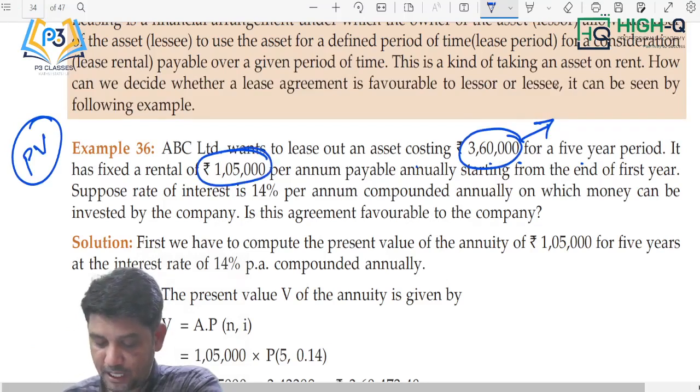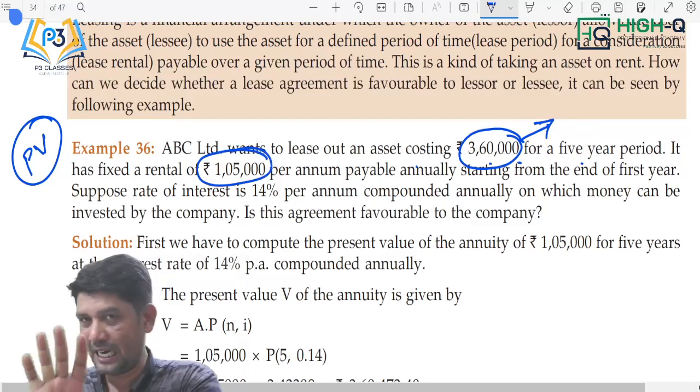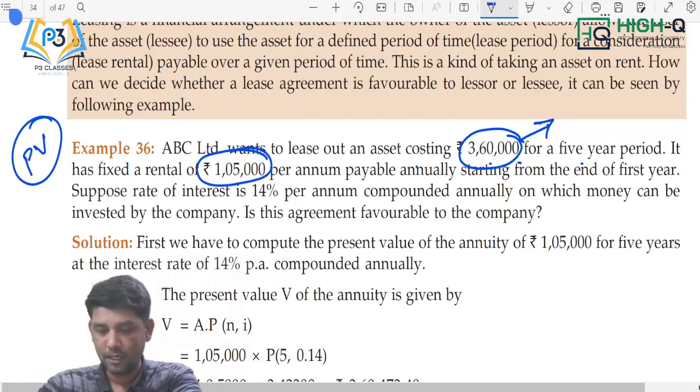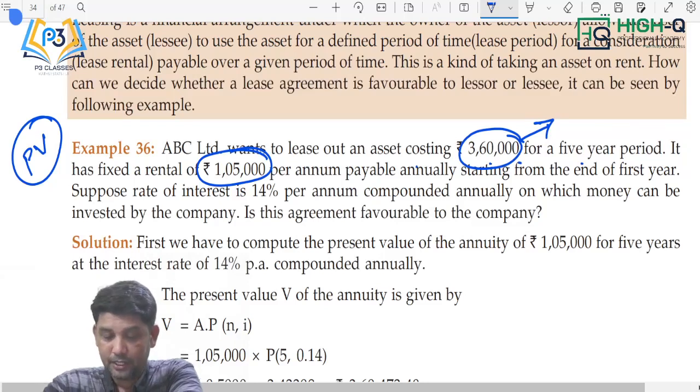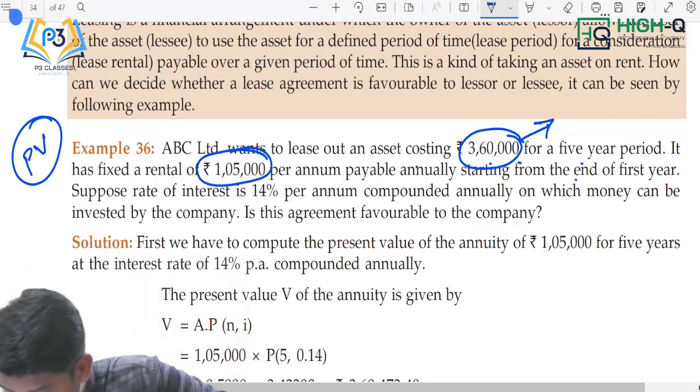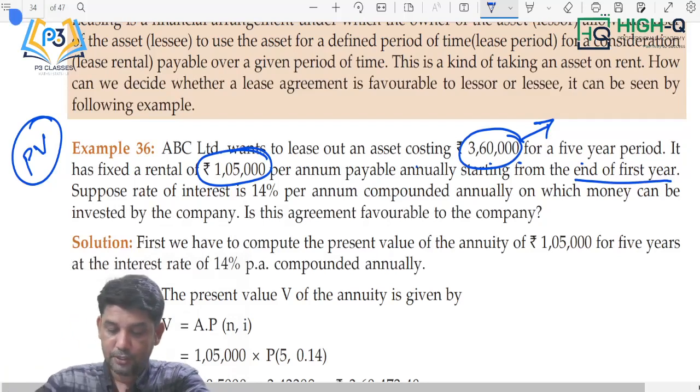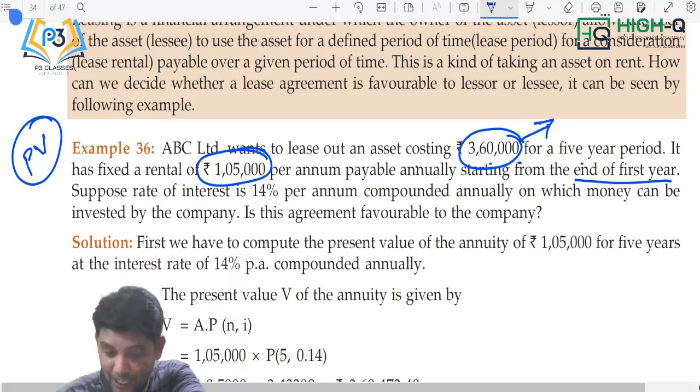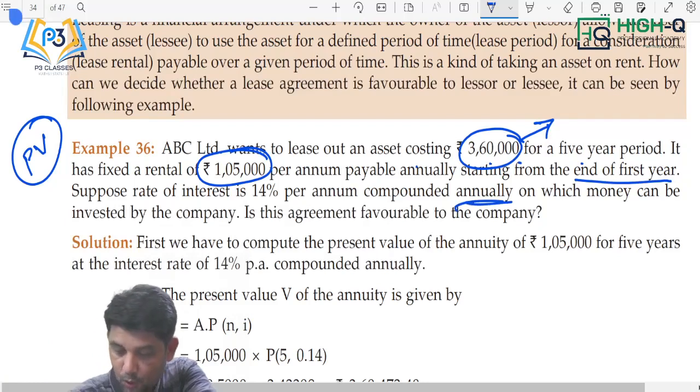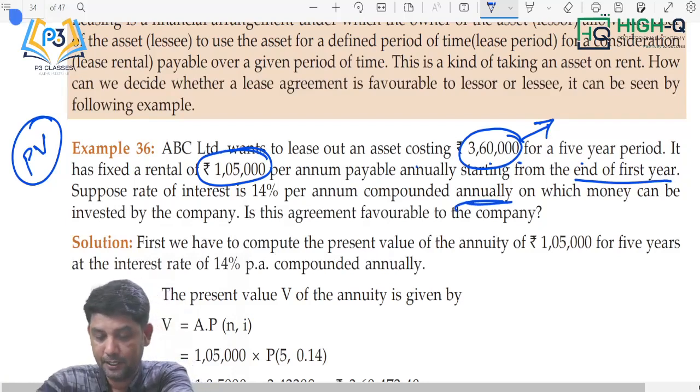Now, let me read the question. One question I'll explain. ABC Limited wants to lease out an asset costing 3,60,000 for a 5-year period. It has fixed a rental of 1,05,000 per annum payable annually starting from the end of the first year. See, end of the first year. Suppose the rate of interest is 14% per annum compounded annually, on which money can be invested by the company. Is this agreement favorable to the company or not? This is what we need to take the call on.